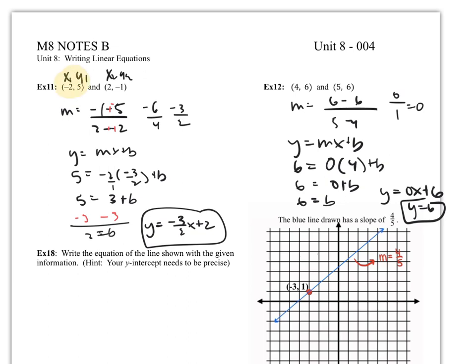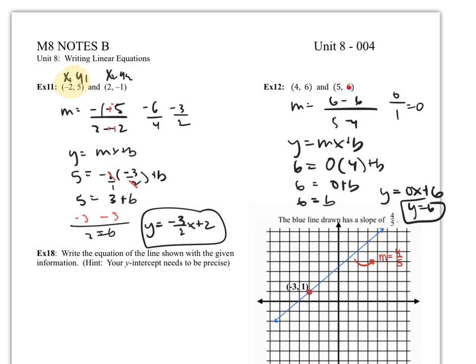Now be careful, I accidentally put m in the second spot and x in the first spot, but it won't matter because I'm multiplying. b is still b. Negative times negative is positive. My 2's cancel when I'm multiplying fractions, which leaves me with 3. Negative 2 over 1 times negative 3 over 2 is 3. To get b by itself, I minus 3 from both sides. b equals 2. So now I have my slope of negative 3/2 and my y-intercept of 2. y equals negative 3/2 x plus 2.